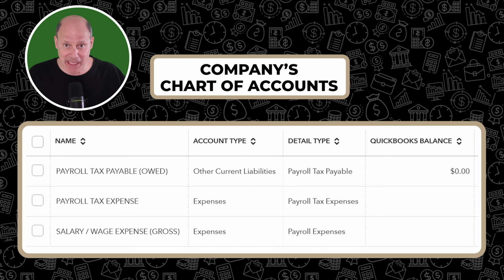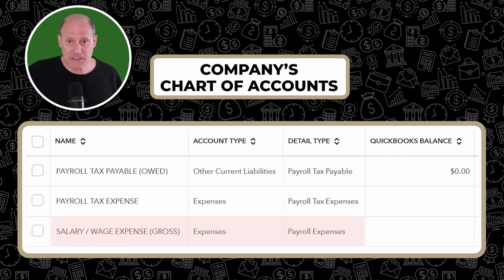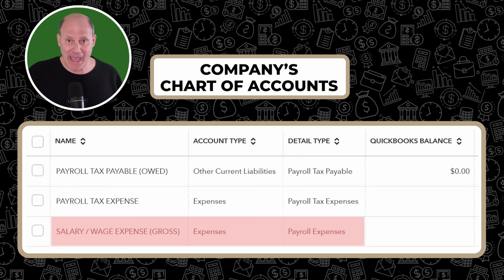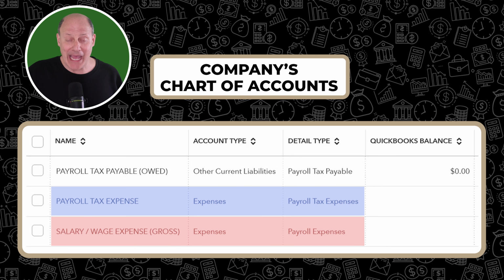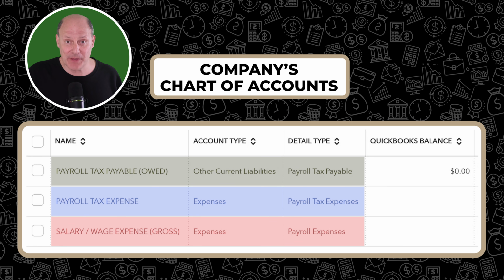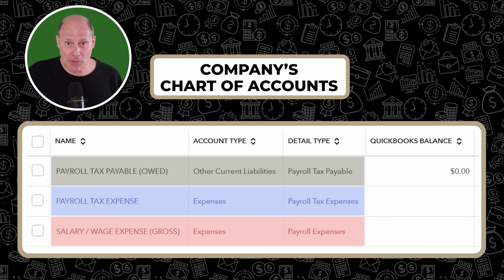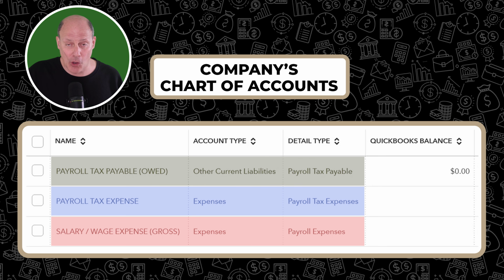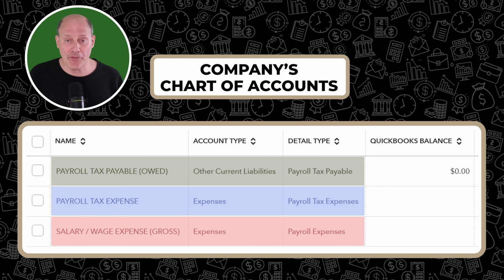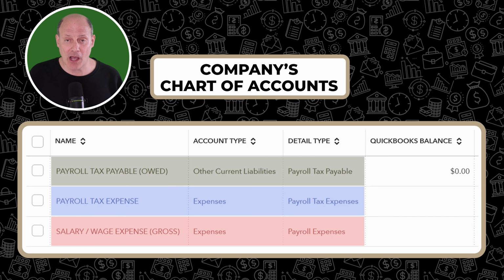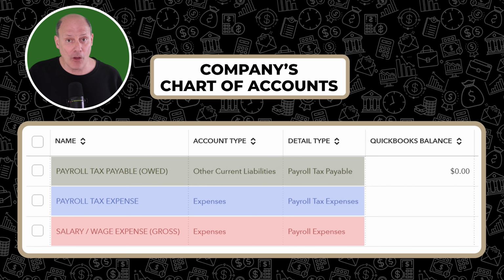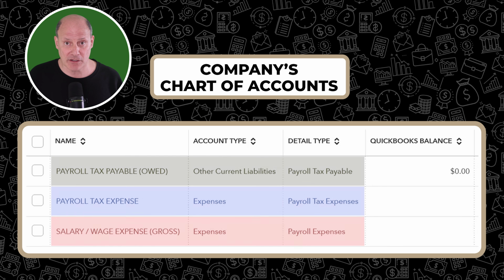So that's 3 accounts so far: gross pay salary expense, payroll tax expense, and payroll tax liability, which is the account that shows the balance owed to the government in all the payroll taxes that the company accumulated for all the pay that they paid the worker.